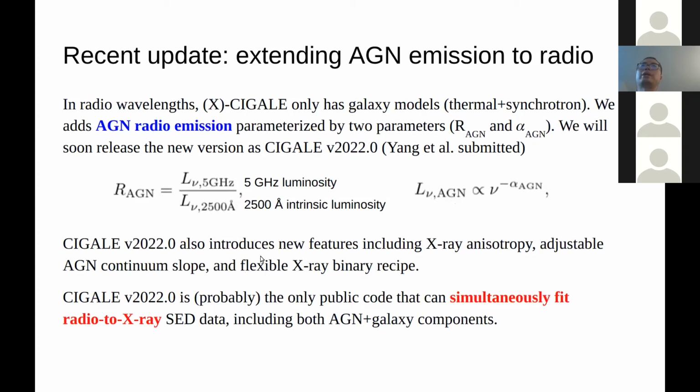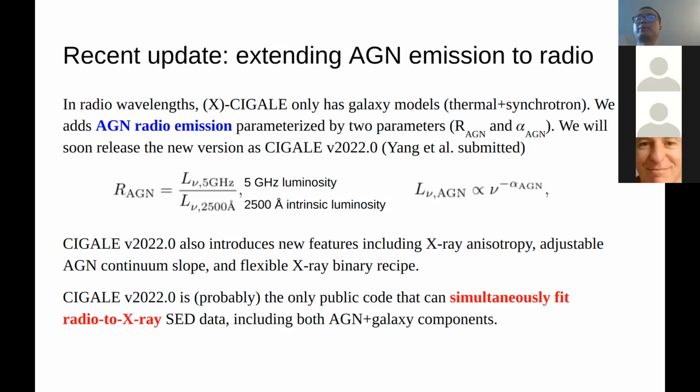We also introduce other new features such as X-ray anisotropy. We want the X-ray to depend on the viewing angle, for which there is much observational evidence. We also allow the user to adjust the AGN continuum slope, because we know that AGN differ from one another and they have different UV optical slopes. We also adopt a more flexible X-ray binary recipe. And for now, we think that the new version of CIGALE will be the only code in the world that can simultaneously fit radio to X-ray data, including both AGN and galaxy components.